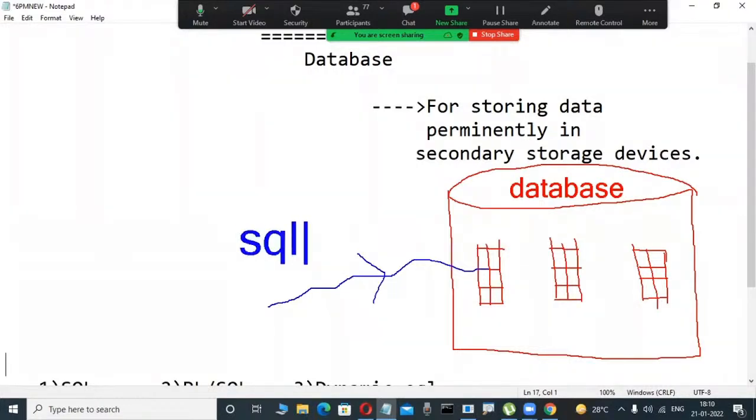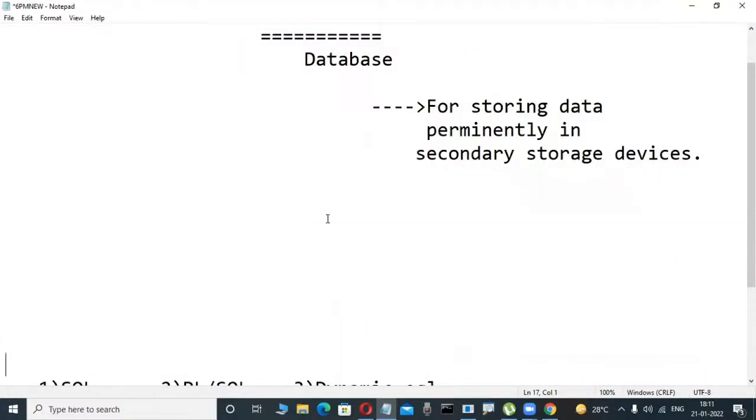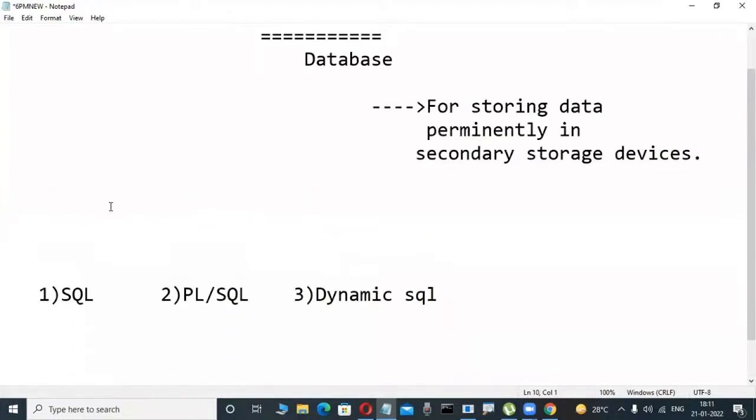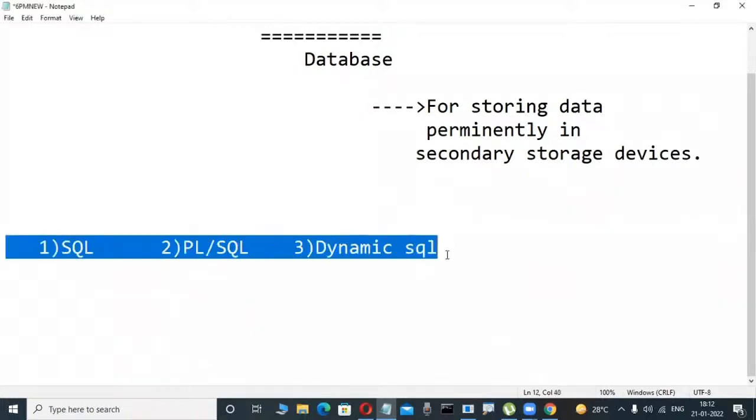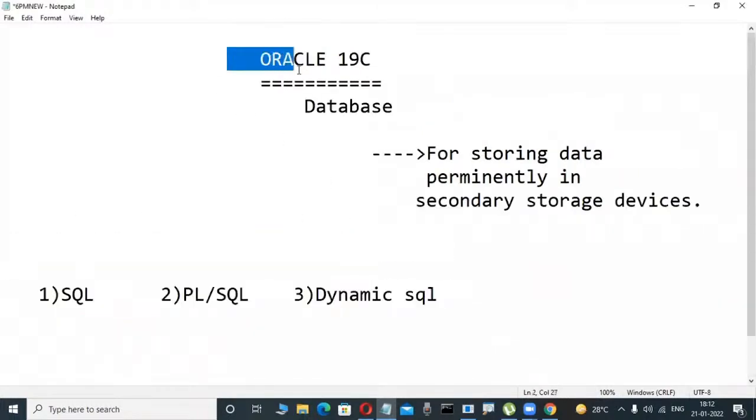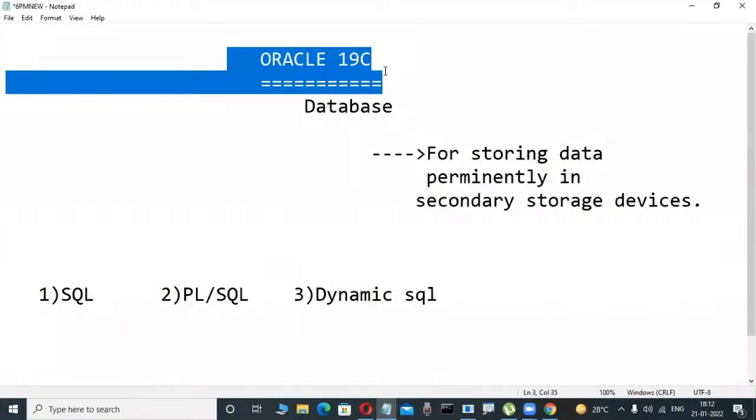Up to here I told yesterday, just a small thing. If you want to operate this Oracle software, we use SQL, structured query language. Another language is PL/SQL, procedural language extension for SQL. Another language is dynamic SQL. Through these three languages, we operate this Oracle software in your companies.